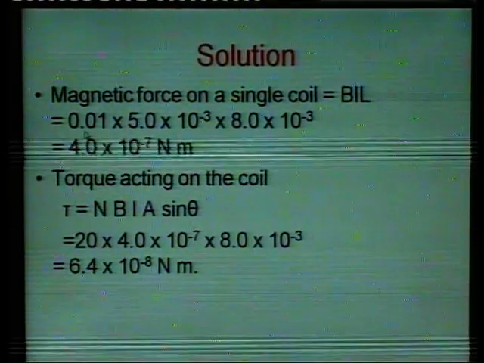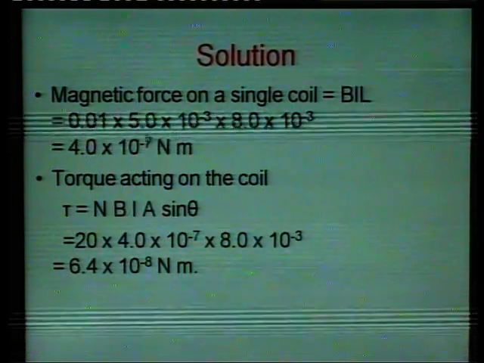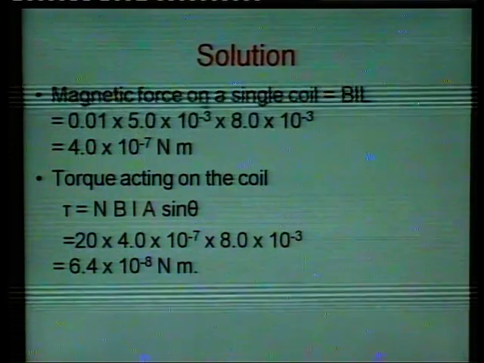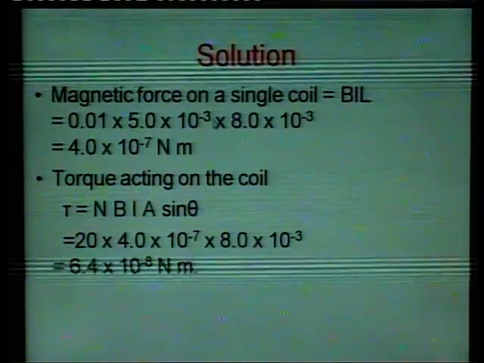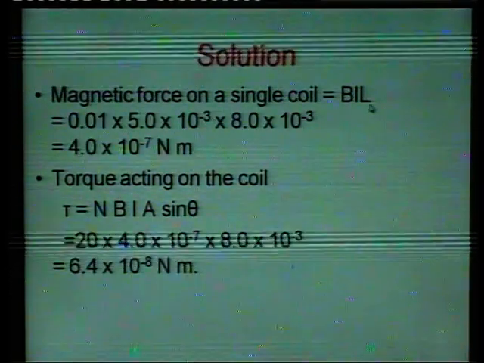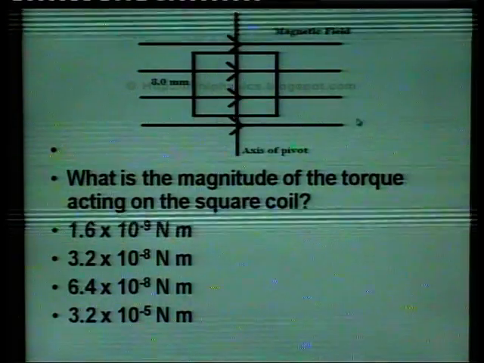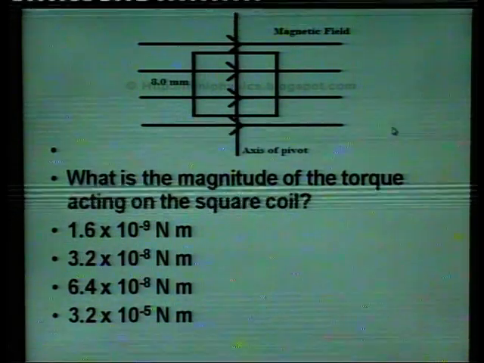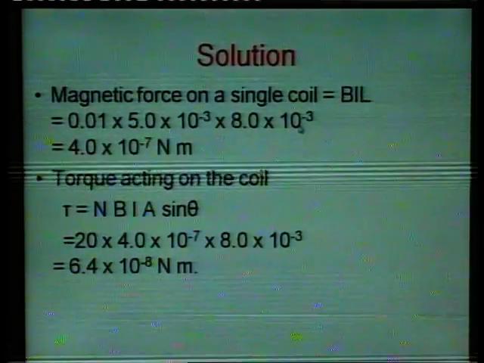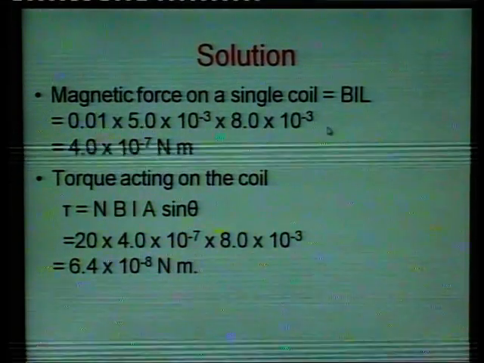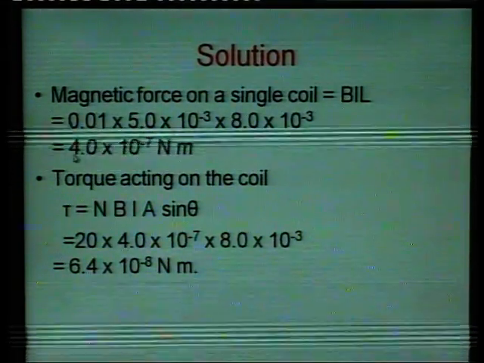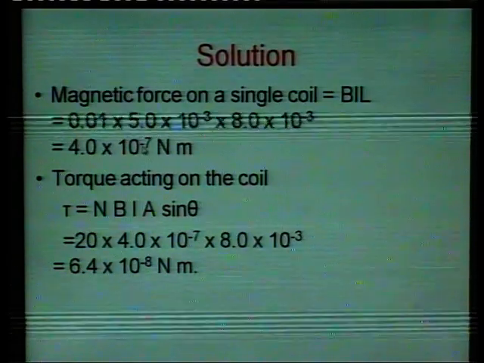So substituting the values, B, and I is current, it was 5 milliampere, so converting this into ampere, it will be 5 into 10 to the power minus 3. L is length, it was given as 8 mm, so convert this into meter. So we have B, I and L. Multiplying these, the force comes out to be 4 into 10 raised to the power minus 7.